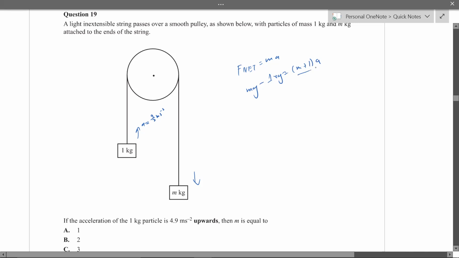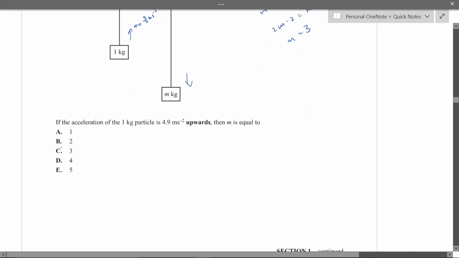You have to do m plus 1 because we're considering the whole system, and a is g on 2. So you can just cancel g on all sides. So m minus 1 equals (m plus 1) on 2. So 2m minus 2 equals m plus 1. m equals 3. So it's C.